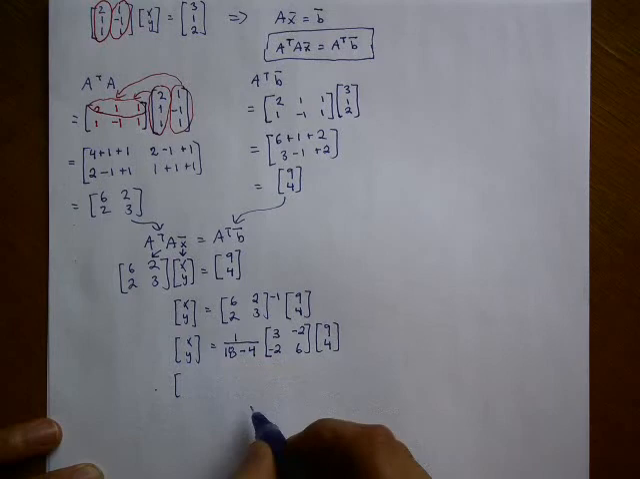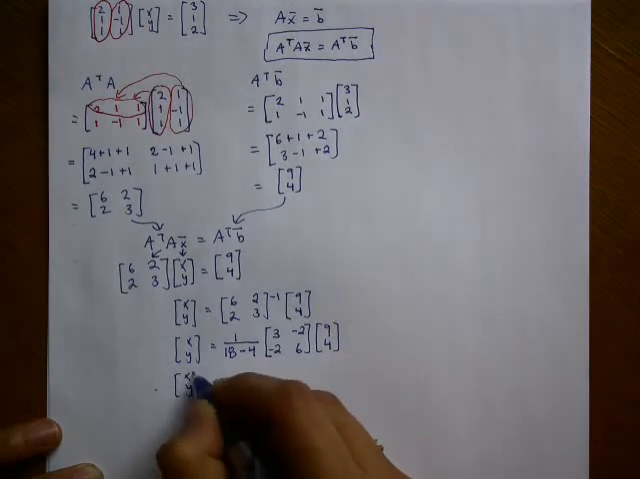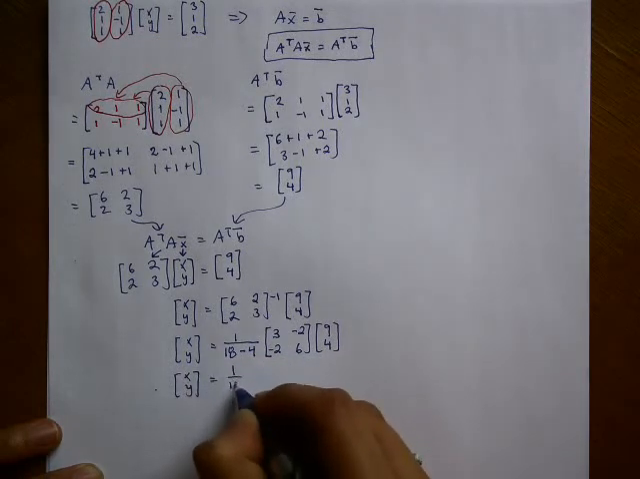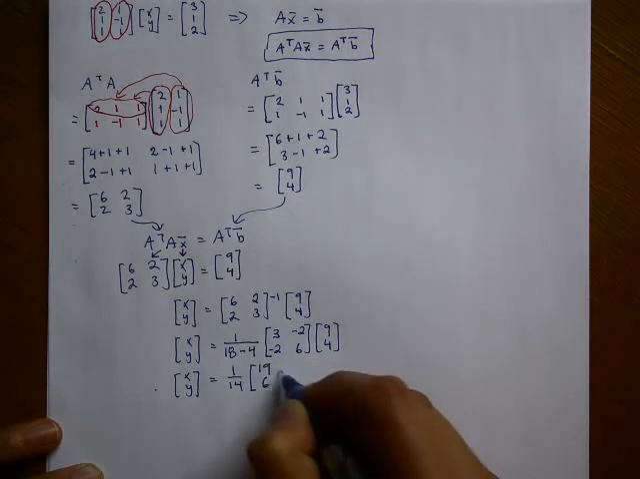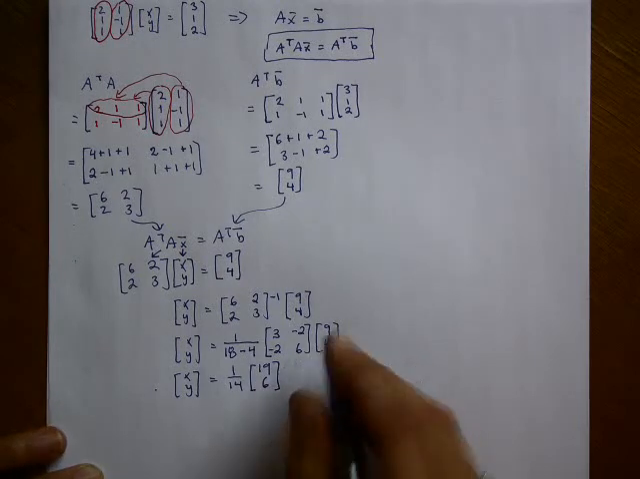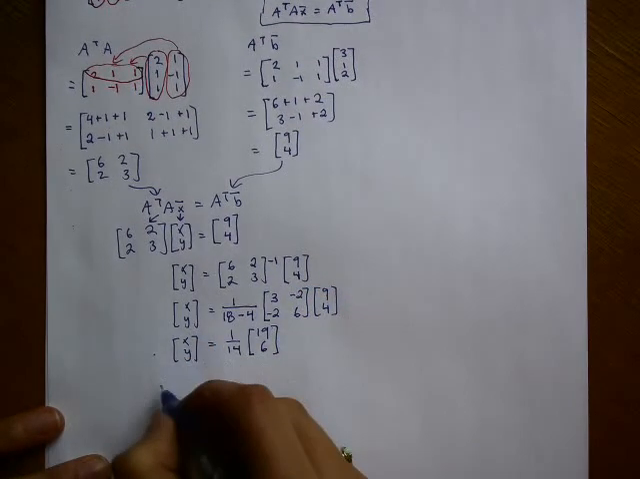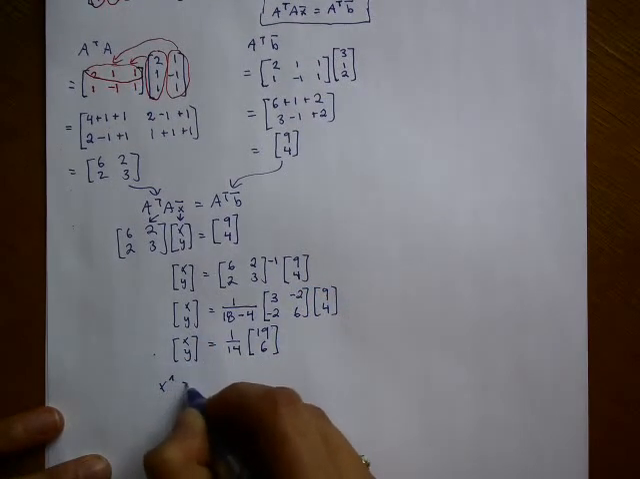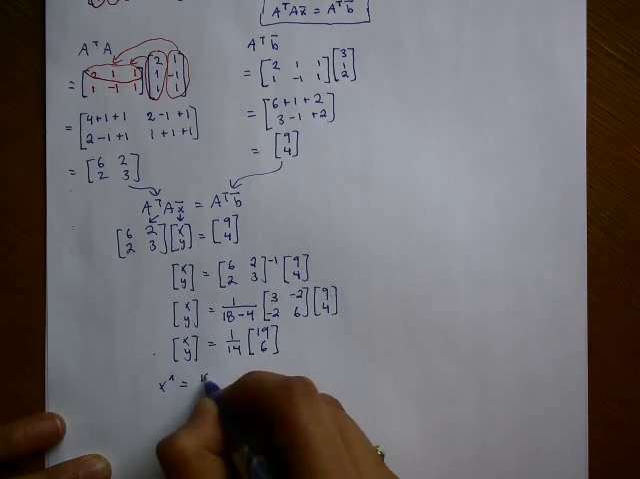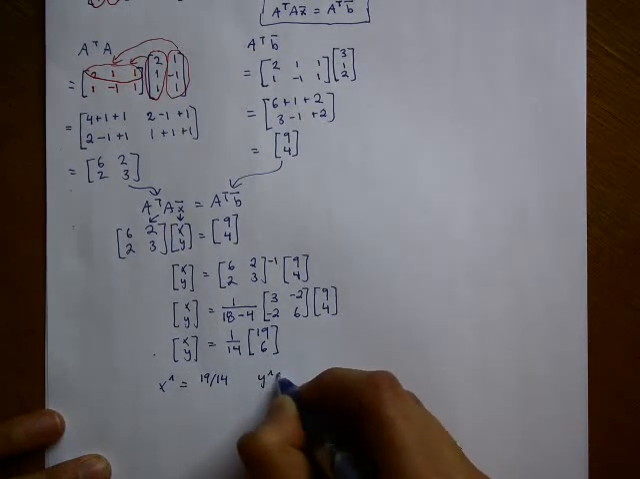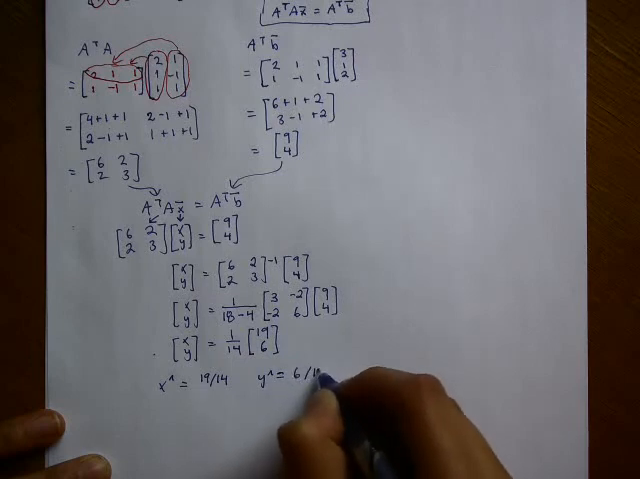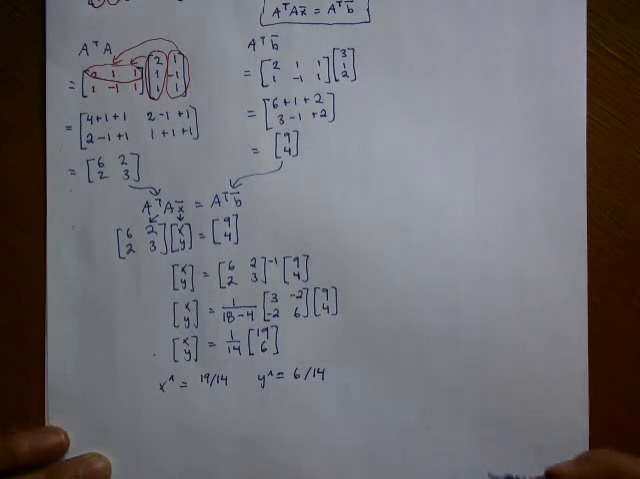Now this is just matrix multiplication again. So if you do the matrix multiplication, you end up with 19 and 6. So then our solution is x is approximately equal to 19 over 14, and y is approximately equal to 6 over 14. And this is our least squares solution.